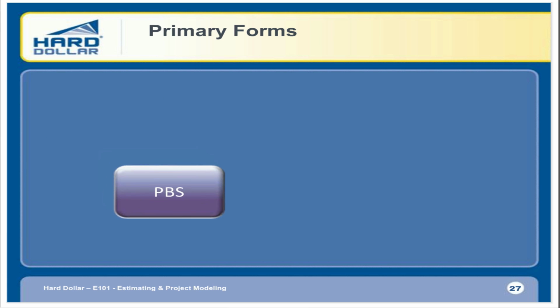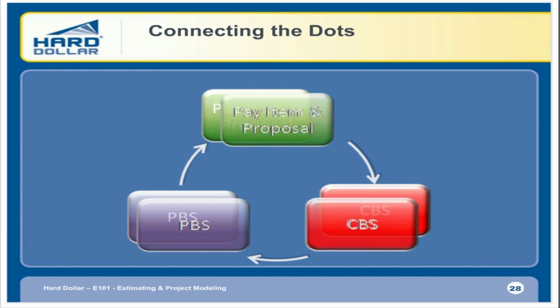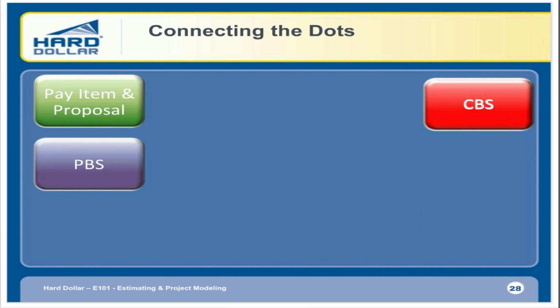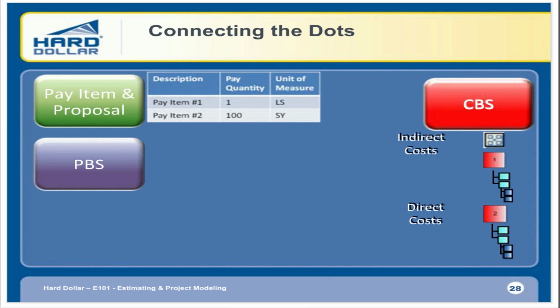Now that we have taken a more in-depth look at the 3 primary forms, we will take a look at how all these forms work together in the estimating process. Recall we have the 3 primary forms: pay item and proposal, CBS, and PBS. On our first visit to the pay item and proposal form, we establish our pay items by entering descriptions, quantities, and unit of measure for each item. Next, we go to the CBS and establish the direct and indirect costs for the job.